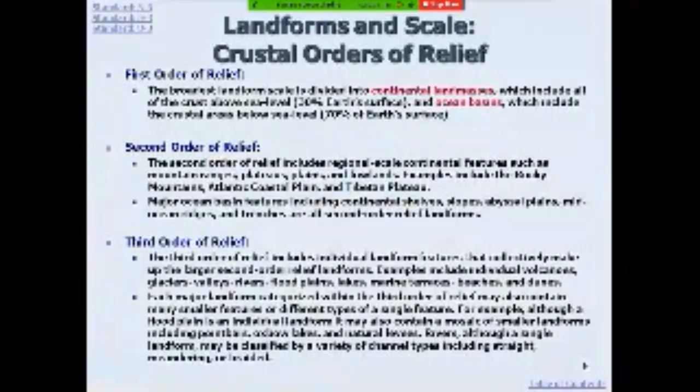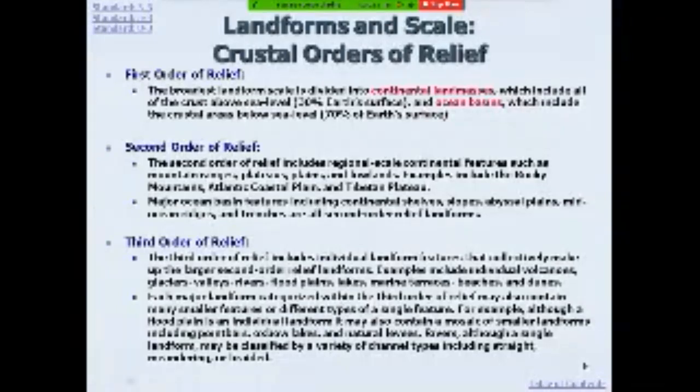Up to now we learned about the four realms of the earth, and specially the topic of the hydrosphere. Now we are going to learn about the relief features found on the Earth's crust. As we have learned, the Earth is divided into two important parts, the continental landmass and the ocean basins. These two come under the first order of relief. The broadest landform scale is divided into continental landmasses, which include all the crust above sea level, about 30% of the Earth's surface, and the ocean basins, which include 70% of the Earth's surface.